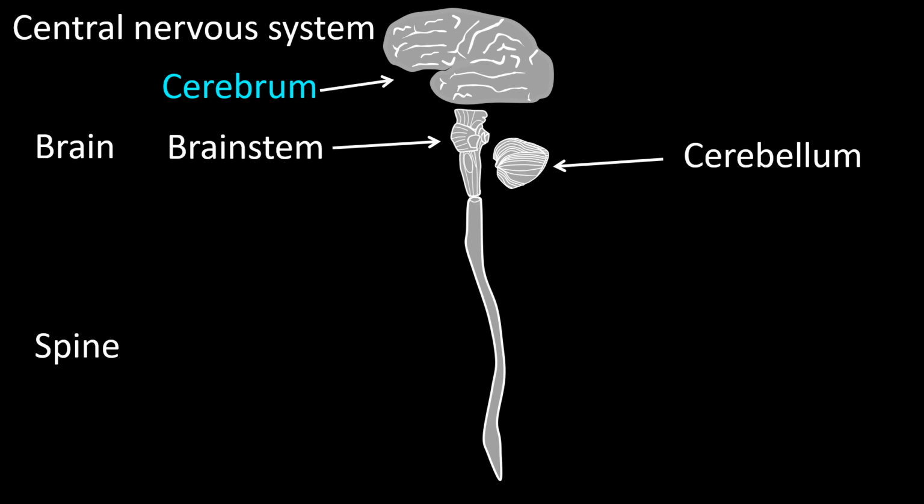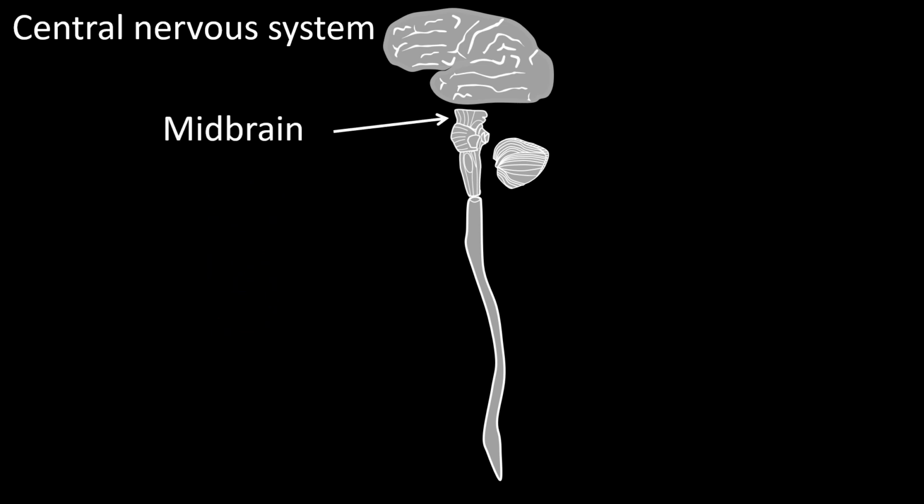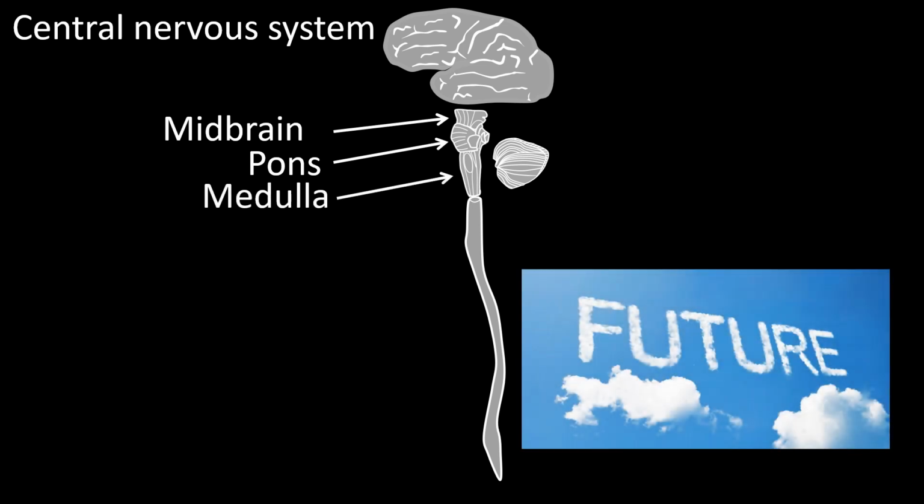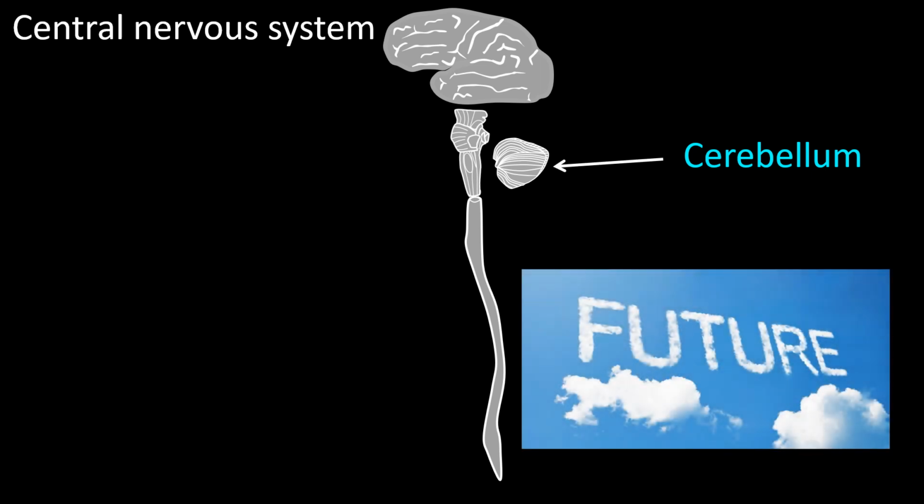Now that we have looked at the cerebrum components, we will look at the brainstem. The brainstem has 3 components: midbrain, pons, and medulla. We will talk about these structures later on. The last division of the brain is the cerebellum. Again, we will talk about it in a future talk.